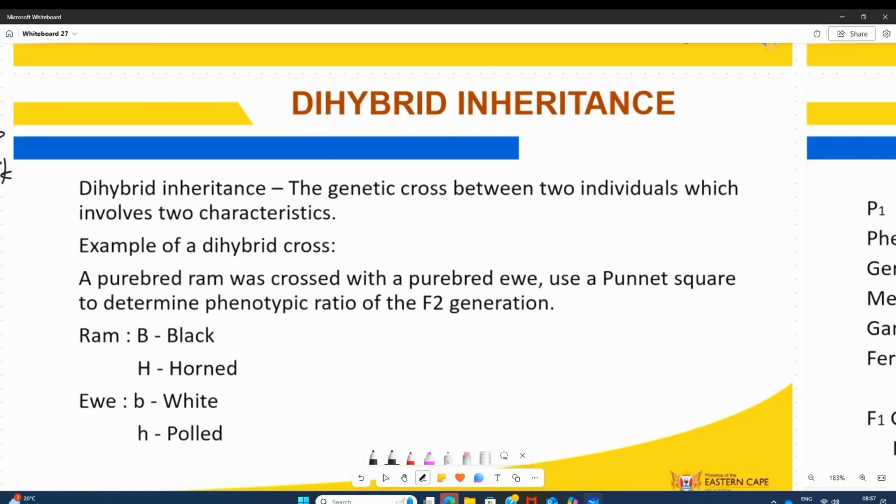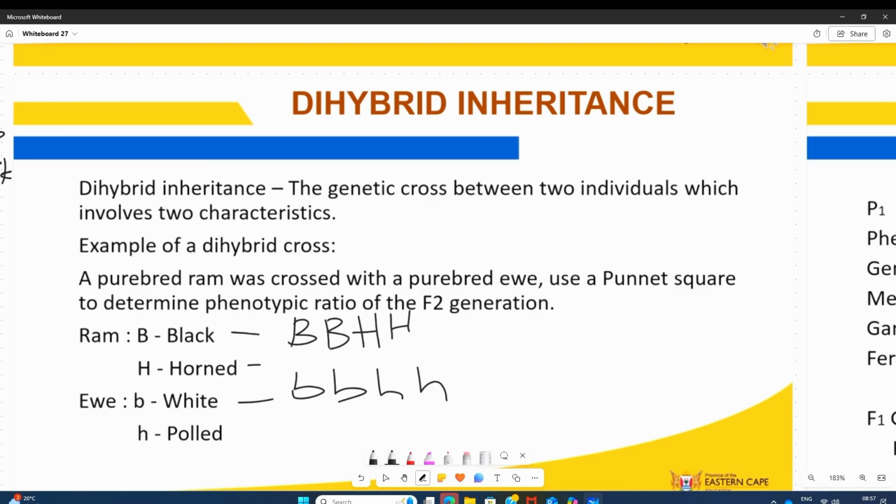So the first one, the ram, the male animal, is black in color and also has horns. When you are writing the genotype, alleles are always written in pairs, right? So that is the genotype of a ram. When we are writing the genotype of a female, because it is recessive, we have the small letters, this recessive allele and another recessive allele. It is polled, meaning it does not have horns, right?